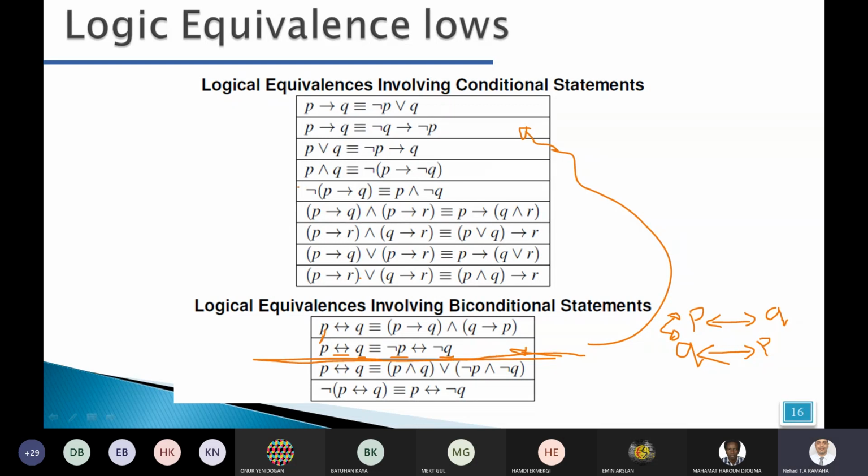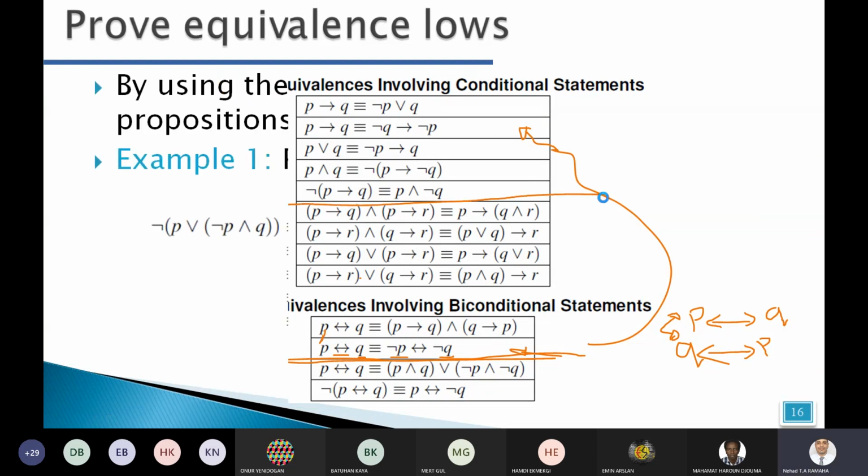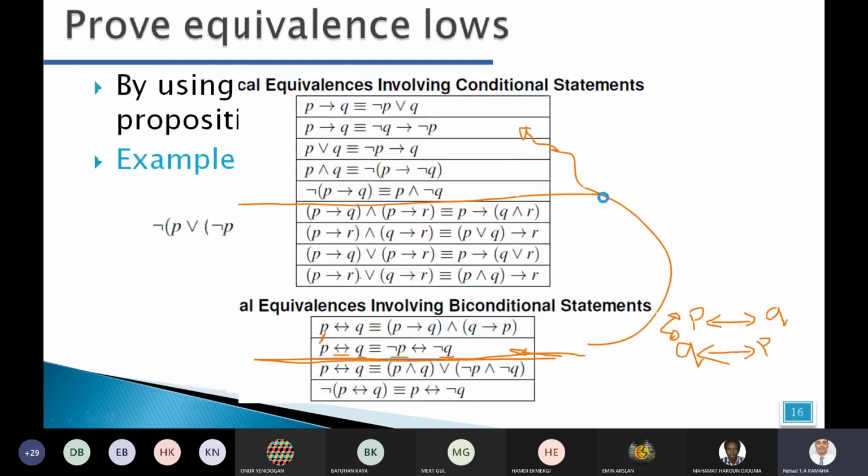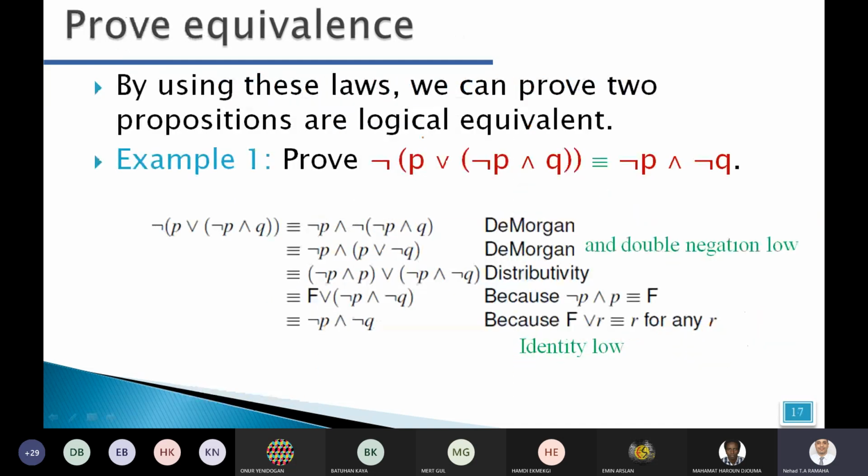I think we can use until here. Now we have some examples here for proving equivalence.